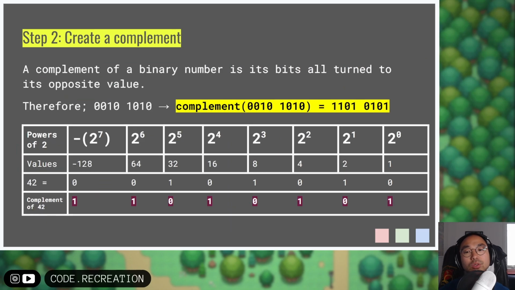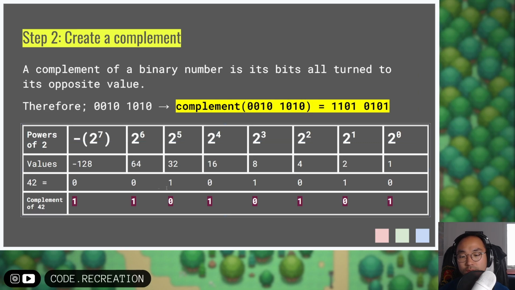Then in step 2, what we're going to do is create a complement. The complement of a binary number is its bits all turned to their opposite value. Therefore, if I have 00101010, which was 42, the complement of 00101010 is going to be 11010101, where we are reversing each individual bit to its opposite value.